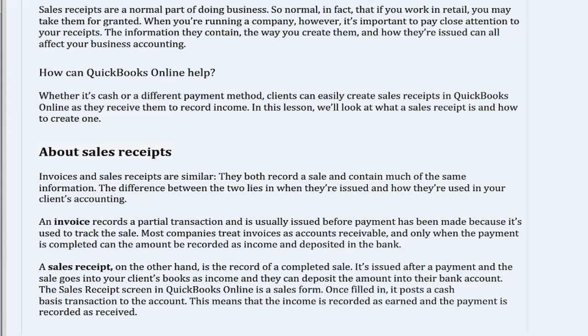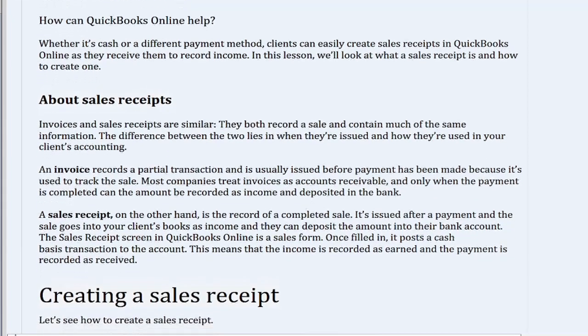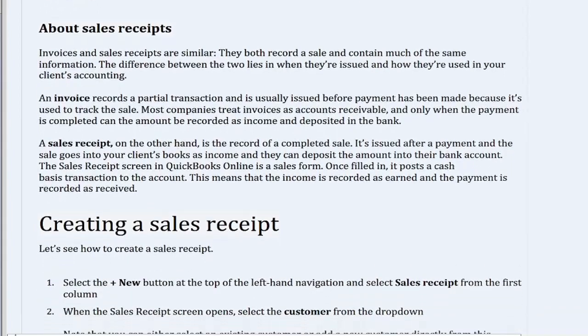A sales receipt, on the other hand, is the record of a completed sale. It's issued after a payment, and the sale goes into your client's books as income, and they can deposit the amount into their bank account. The sales receipt screen in QuickBooks Online is a sales form. Once filled in, it posts a cash basis transaction to the account. This means that the income is recorded as earned and the payment is recorded as received.